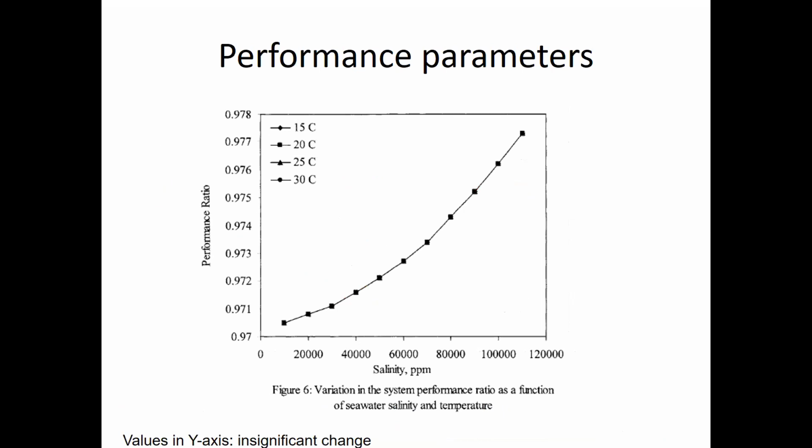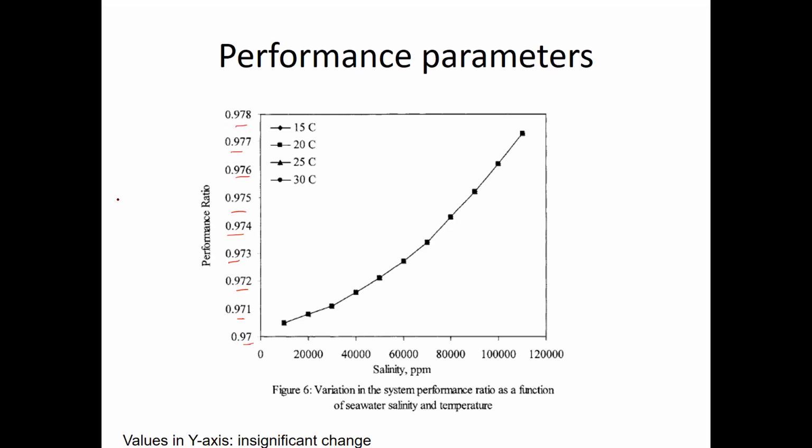And this is the effect of the salinity. Whether the salinity is high or low, the effect on the performance ratio again is non-significant. Look at the two digits, they are almost the same everywhere, 0.97, 0.97, which means that the salinity does not really have a significant effect on the PR.